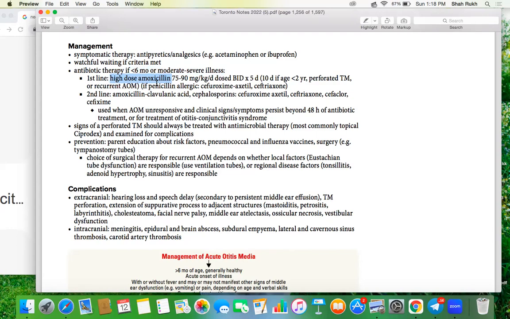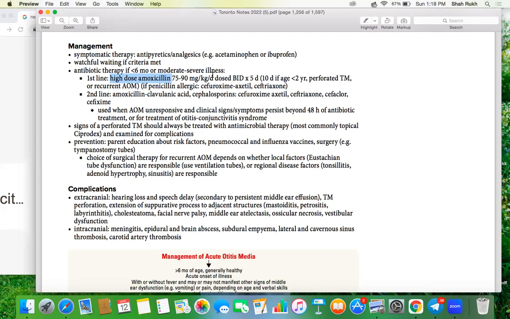Just writing amoxicillin is not enough. You have to write down high dose amoxicillin. This is the full answer when you are writing a CDM question. I know you don't need to remember doses, you don't need to remember route, but here high dose is important because it is moderate and severe, and they are giving you a particular hint that this is already moderate, this is already severe, and the baby is less than 6 months.